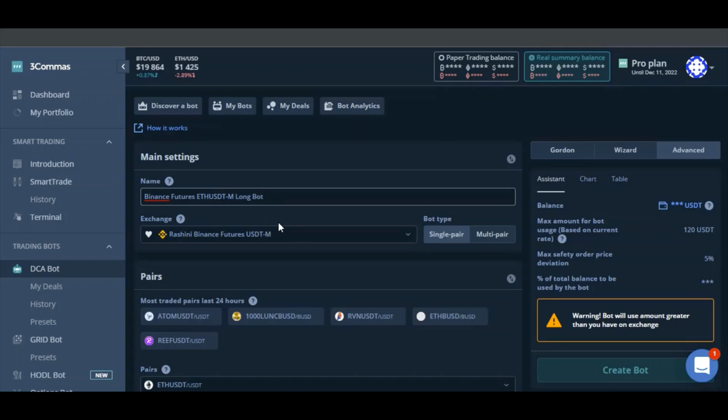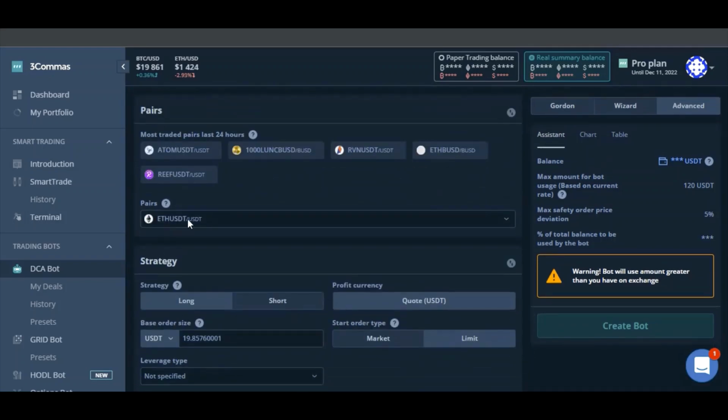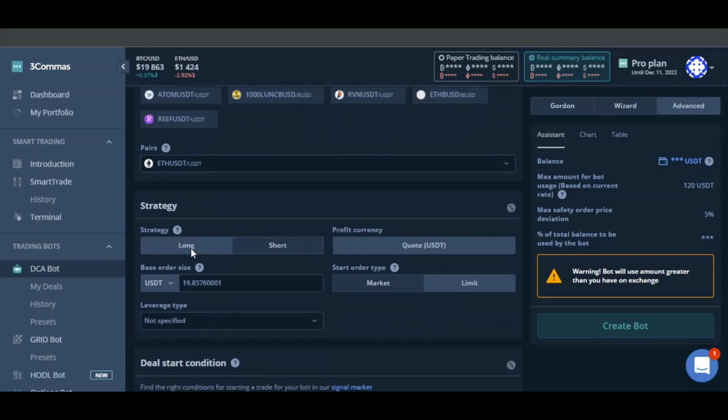The other thing is I'm going to use a long bot, right? I have selected the currency pair Ethereum USDT per USDT, and here I'm going to select long because I'm going to long my positions. Before starting this, it actually requires some technical analysis to see where the market goes, but I'm not going to do that here because this video would be very long. So it is up to you how you do that.